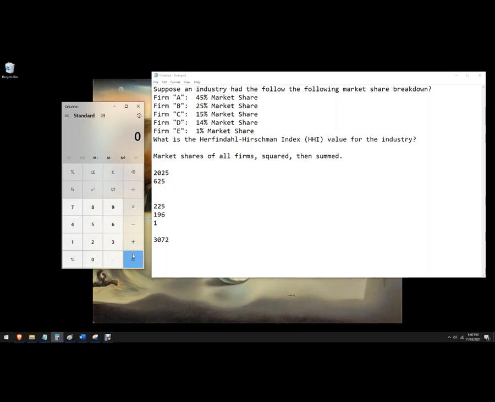You're just going to go 45 plus 25 is 70. 70 squared is 4,900. So sorry about that. So 4,900 plus 225 plus 196, and I get 5,322. So this merger might be rejected by regulators because it makes the market more concentrated. That is how you calculate the Herfindahl-Hirschman Index.